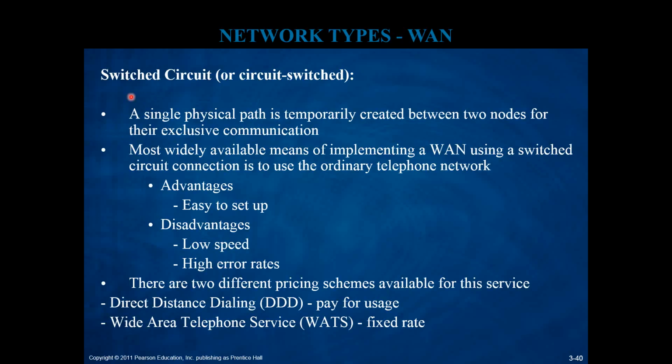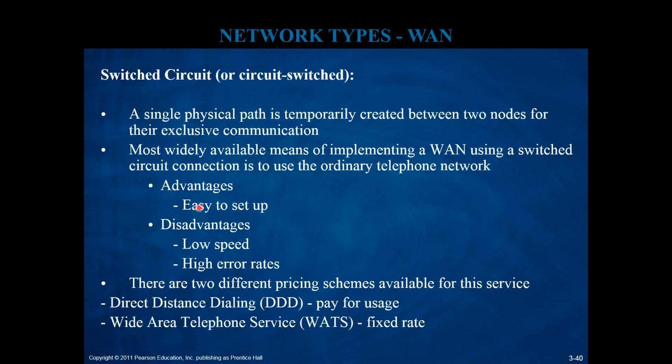Now, switched circuit means this. This is one way to implement a WAN. You have a single physical path that is temporarily created between two nodes for their exclusive communication. So, for example, when your computer wants to talk to another computer, let's say within the same corporate network but in a different city, then there's a temporary path created between those two nodes. The most common way of implementing this kind of WAN in a switched format is to use the ordinary telephone network, to lease the service from some kind of phone carrier.